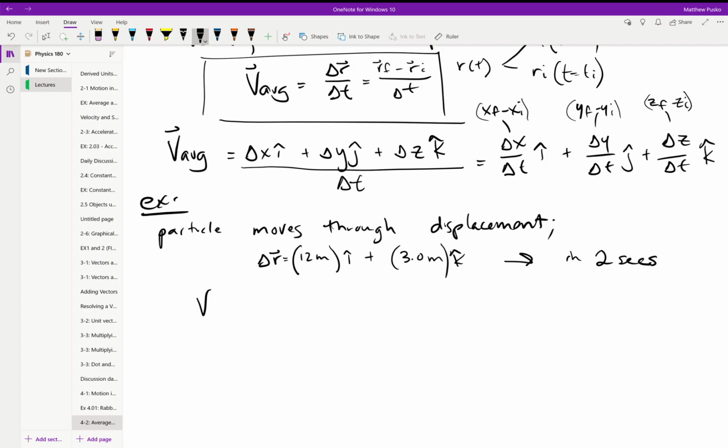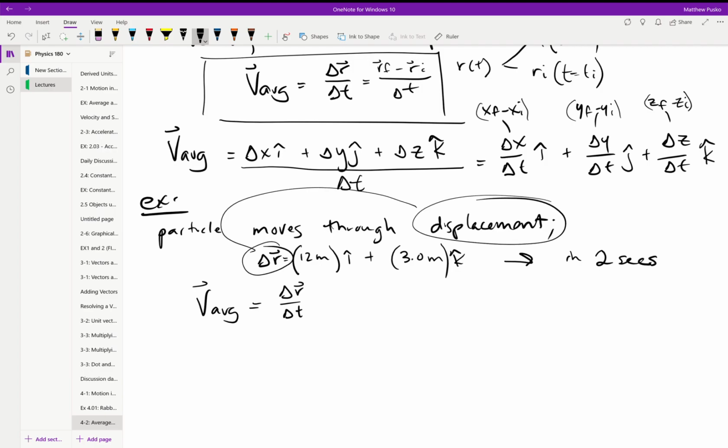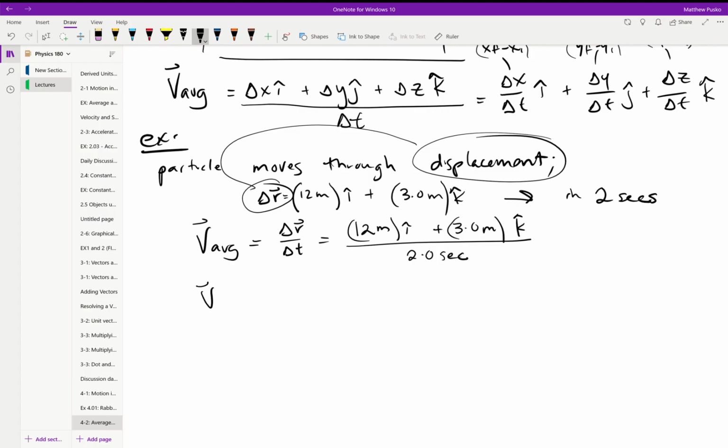If that's the case, then we can take our velocity average definition and say if it's delta r over delta t, well, we have delta r now. The key is knowing displacement literally refers to delta r, right? So delta r would be our 12 in the i direction and the 3 in the k direction. And we divide that by the time interval of 2 seconds. Okay, well these are divisible. We can reduce this a little bit, and we get a vector answer as an average velocity of 6 in the i direction, so 12 divided by 2, and 3 divided by 2 is 1.5 in the k. And that's all going to have units of meters per second now.